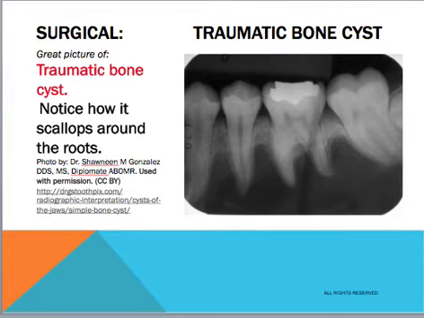More commonly, you'll see a cyst such as traumatic bone cysts diagnosed with surgical diagnosis. A traumatic bone cyst often presents as you see in this film here from Dr. Shawneen M. Gonzalez. Notice how the radiolucent area scallops around the roots of the teeth. There is no typical bone trabeculation pattern here as you see further up. So this is a very typical traumatic bone cyst.